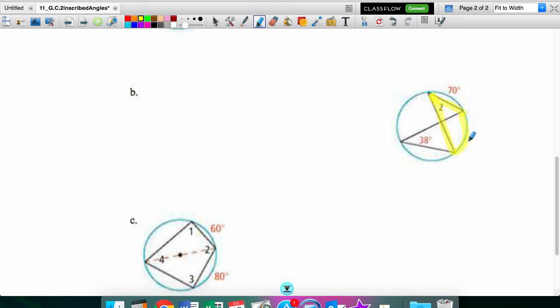Well, what I do notice is that this yellow arc also goes with the 38-degree angle. So that means that both angle 2 and the 38-degree angle are fit to the exact same arc. If the same two angles fit to the same arc, that means that those two angles must be congruent. So that means that the measure of angle 2 has to be the same as the 38-degree angle, and therefore the measure of angle 2 is equal to 38 degrees. That is corollary 1.